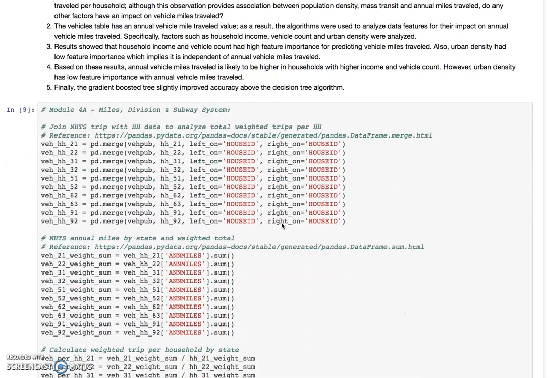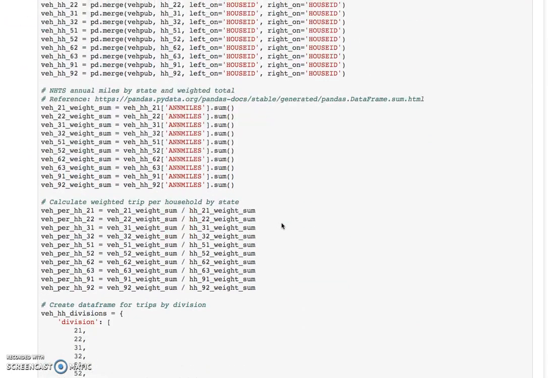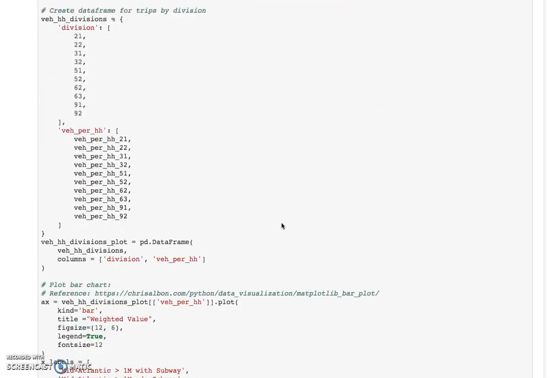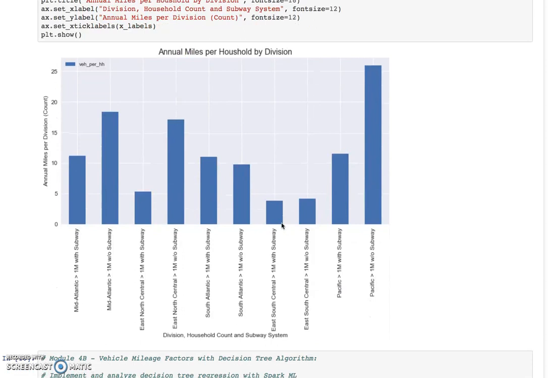And so this is a similar process where we're going to clean and break up the data. We're going to break it up by census division, and we're going to generate a plot. So these are the results. The y-axis there is the total annual miles per division. The lower x-axis is the same, a similar breakdown as before, by census division with and without subway.